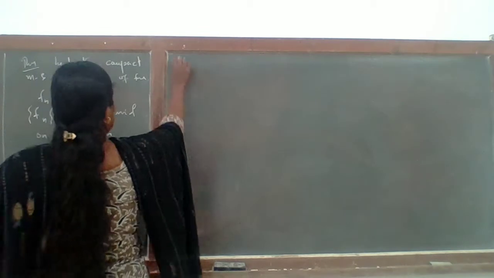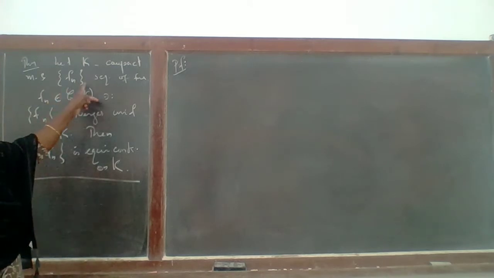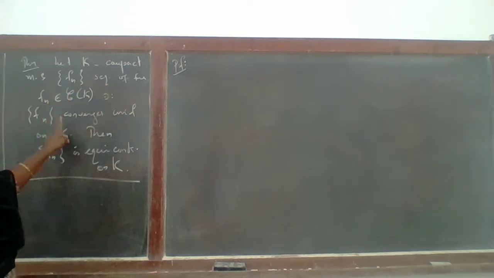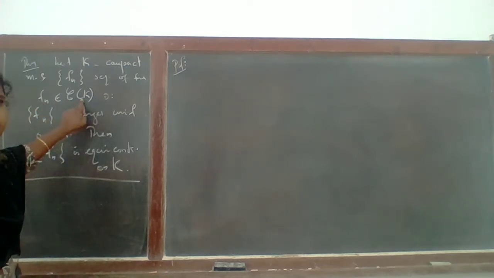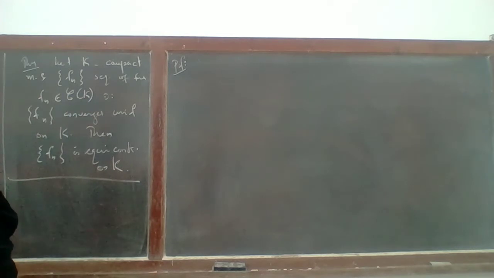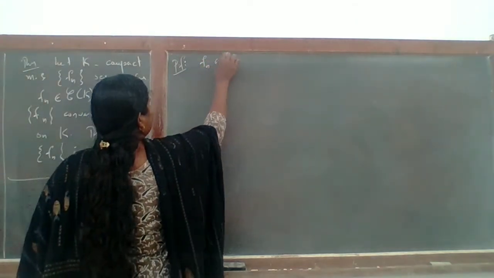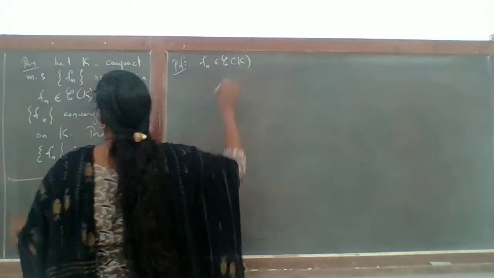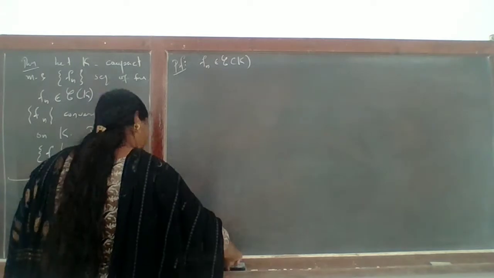The proof is very simple. We just analyze what are the things given. So given Fn is a sequence of functions which converges uniformly on K. The Fn's are elements of C of K, which means they are continuous. So we can take Fn belongs to C of K. This is the first fact given.